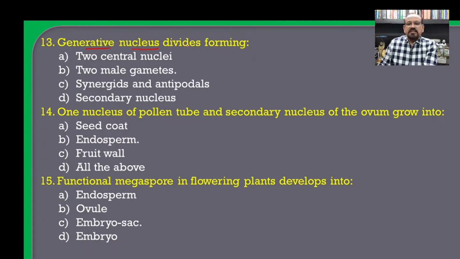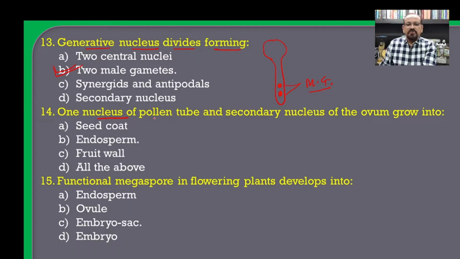Generative nucleus divides and forming... If you see the development of the male gametophyte, that is the germination of the pollen grain, which later on forms the pollen tube, and the generative nucleus transfers into the pollen tube, which divides into two nuclei, which later on form the two non-motile male gametes in the angiosperms, and hence the generative nucleus is responsible for the formation of the two male gametes.